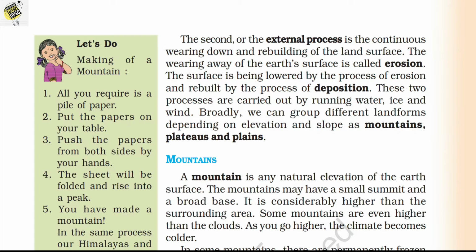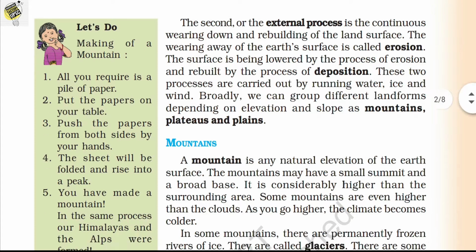Broadly, we can group the different landforms depending on the elevation and the slope as mountain, plateau and plains. So it is a brief introduction which says that the changes in the earth are of two types, internal changes and external changes. The external process involves erosion and deposition, and the agents of erosion and deposition are wind, water, ice and rivers.